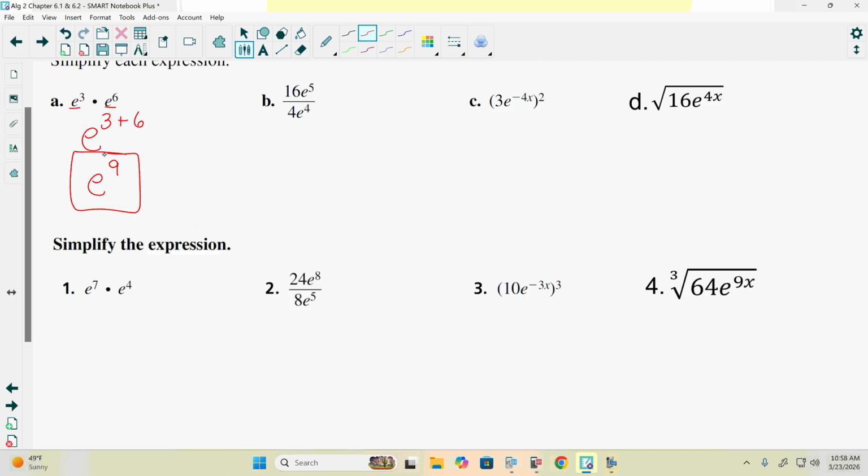So if we look at 16e to the 5th divided by 4e to the 4th, we can divide our numbers first. We can simplify those numbers first. 16 over 4 is just going to be 4. e to the 5th divided by e to the 4th. When we divide like bases, we subtract the exponents. So 5 minus 4 is 1. Since it's bigger on top, it will stay on top. So it's 4e.